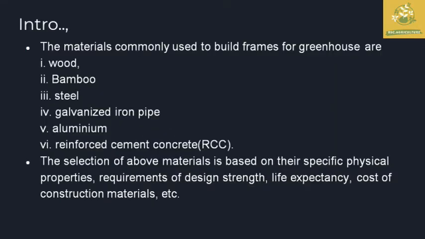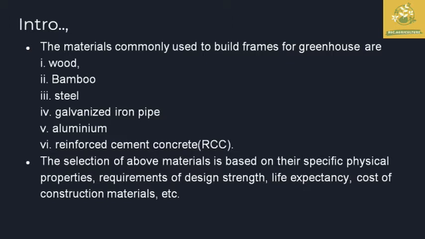First, I am going to give a small introduction about the materials used for building greenhouses. The most common materials used for building greenhouses are mostly wood, bamboo, steel, galvanized iron pipes, aluminum, and reinforced cement concrete. These are the materials which are mostly used for constructing the greenhouse.